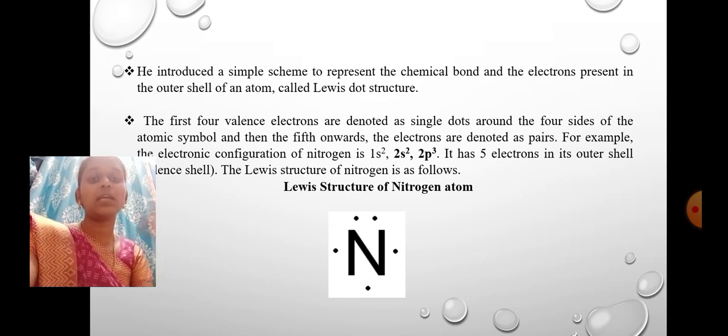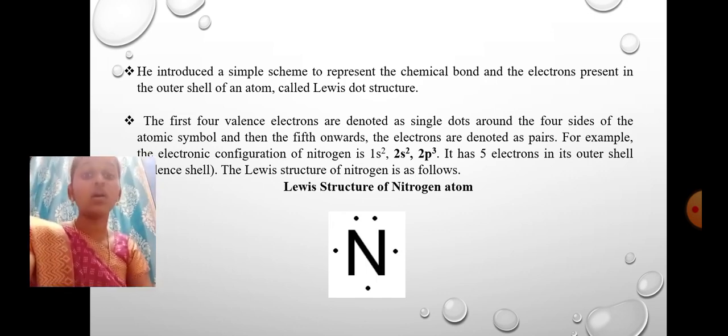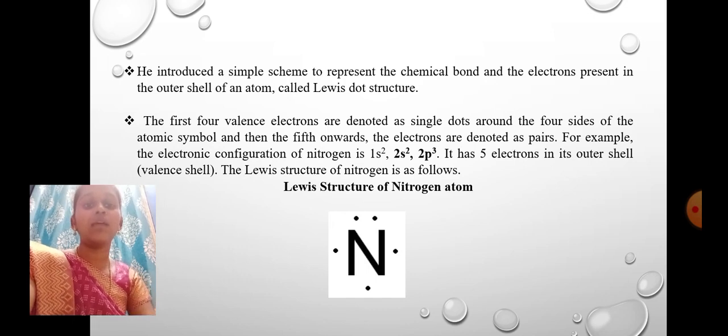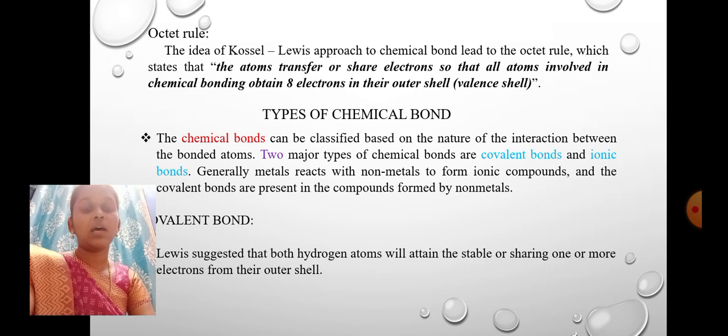For example, the electronic configuration of nitrogen is 1s2 2s2 2p3. So it has five electrons in its outer shell, which is the valence shell. The Lewis structure of nitrogen is as follows. And next we are going to see the octet rule.